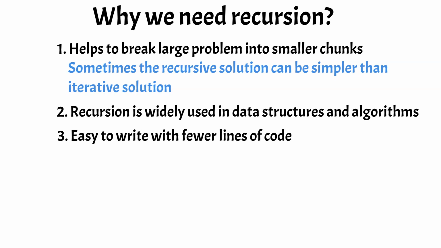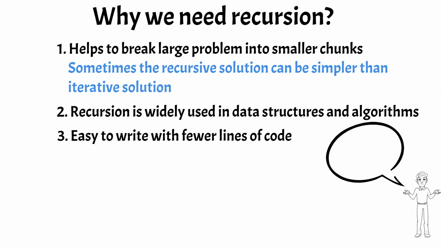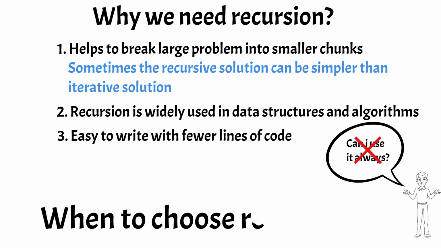So at this point you can ask a question: if the recursive way of coding is better in so many ways, then can we always write recursive functions instead of iterative loops? The answer is no. Because there are many occasions when iterative loop performance is much faster than recursion, which means it purely depends on the situation. So now the next question is, when can we choose recursion over an iterative solution?